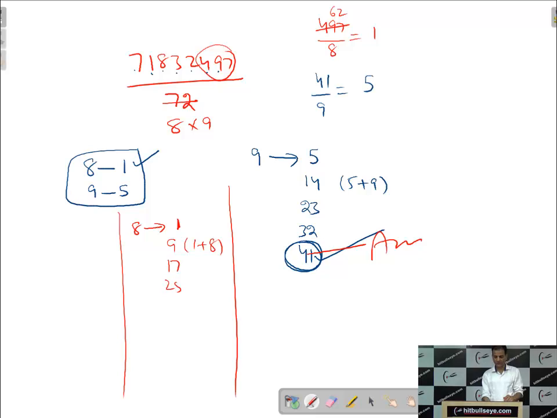17 plus 8 is 25. This will give remainder as 7. 25 plus 8 is 33. This will give a remainder as 6 when we divide it by 9. 9 3s are 27. 33 plus 8 is 41. Now this will give remainder as 5 when divided by 9, and it gives remainder as 1 when divided by 8. So we have to check both the conditions with which we are dividing. The number should satisfy both the conditions. Clear, students? Now we will move to the question given on the slide.